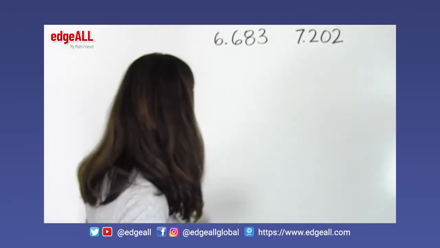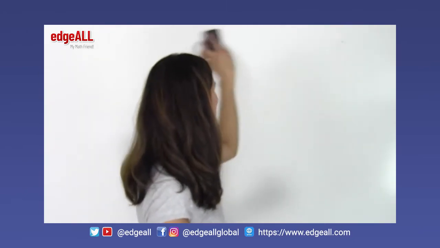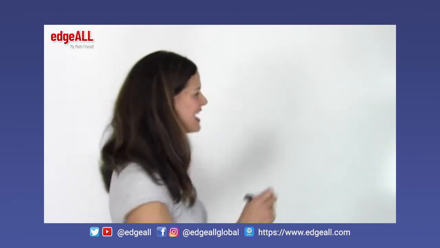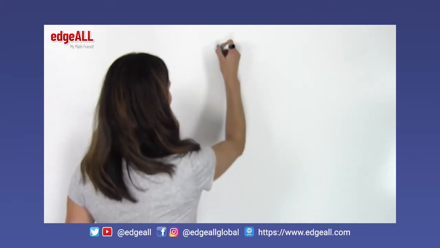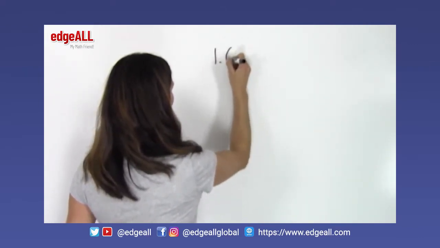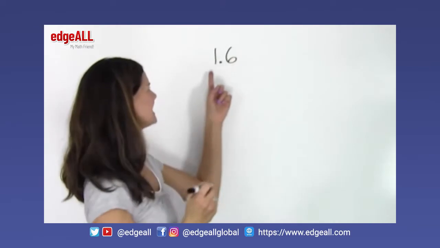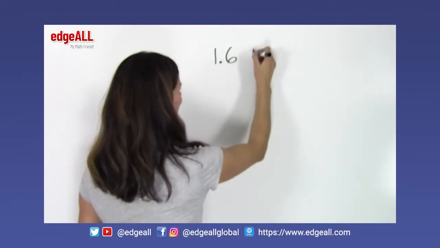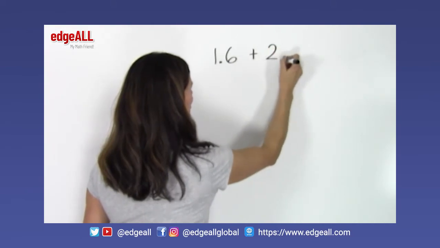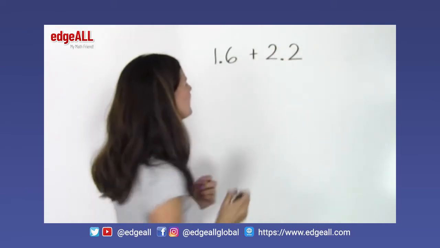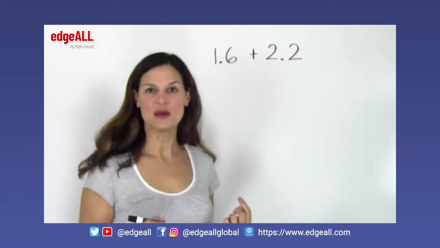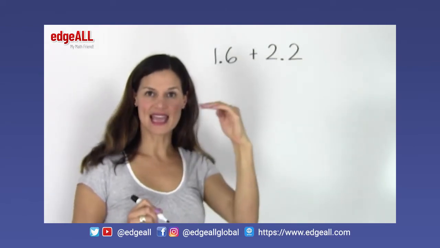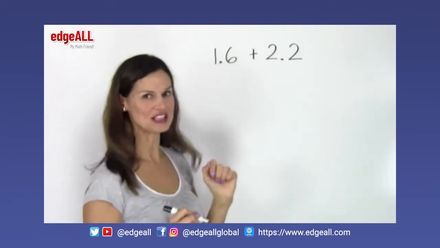Let's look at a simpler example, and we'll come back to these bigger numbers later. So let's look at an example of smaller numbers here. We are asked to add together 1.6, a number with a decimal in it, plus 2.2. To solve this problem, what I want to do is line up the numbers vertically.